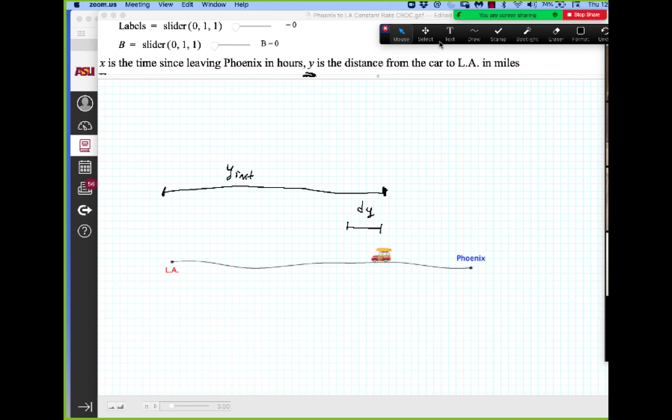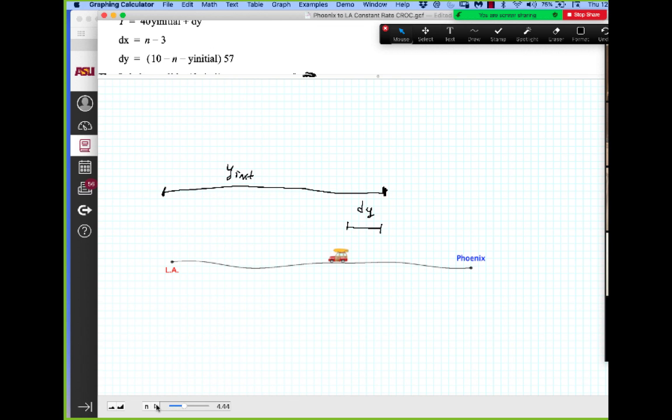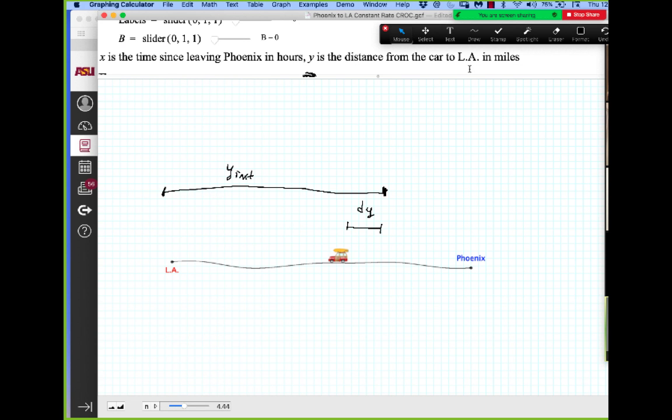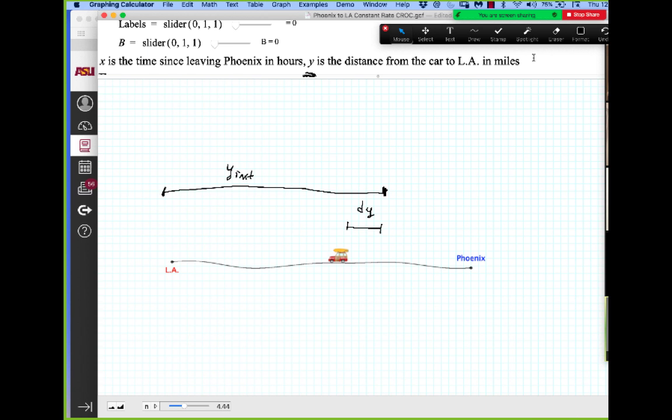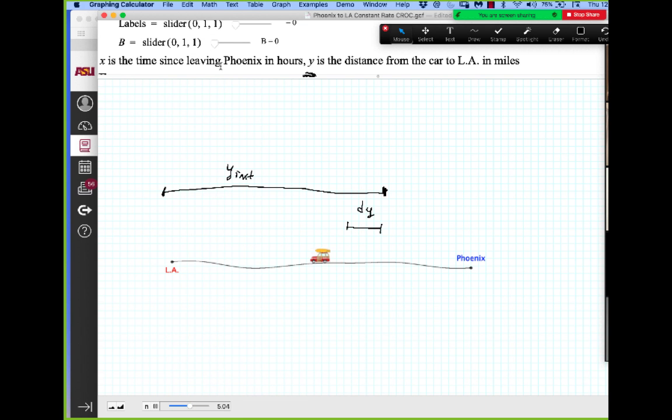So we've kind of overlooked the obvious choice here, the obvious thing to talk about. What else can we label here? Anybody? Like y final? Okay, y final. But really, since it's the distance from the car to LA in miles, couldn't that entire distance just be labeled as y, I think?